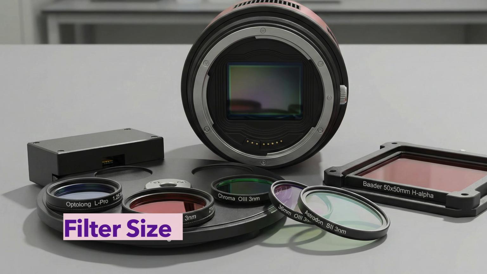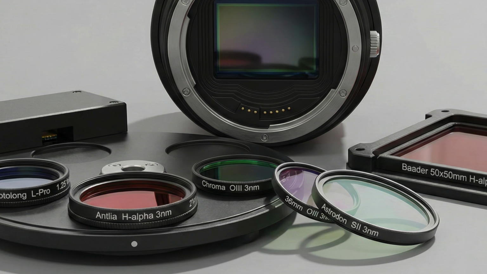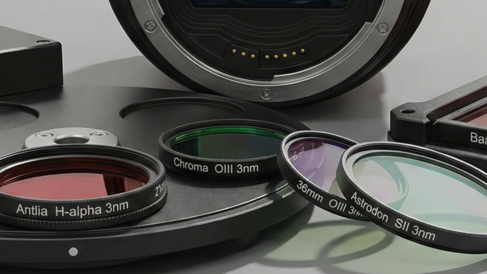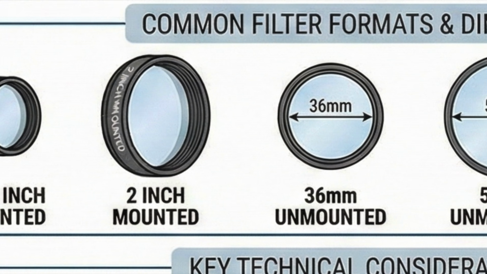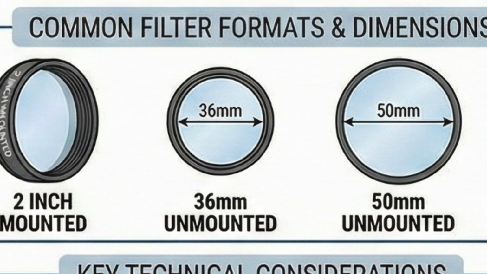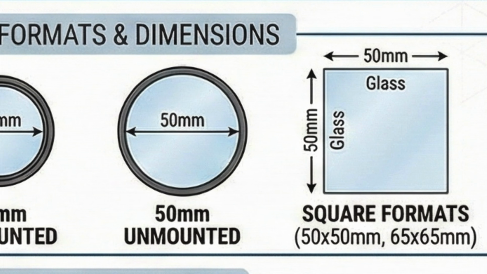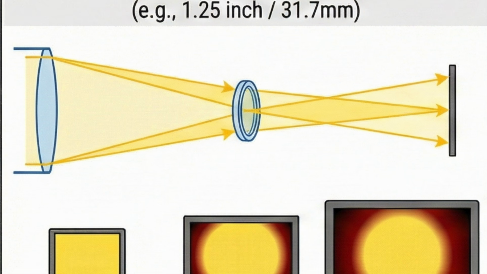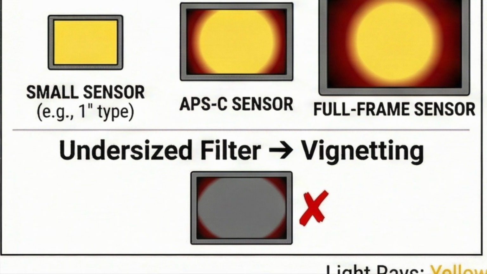Filter size. The physical size of a filter isn't just about fitting your telescope, it's about matching your optical system and camera sensor for optimal performance. Filters come in a variety of standard sizes like 1.25 and 2-inch mounted, or unmounted 36 and 50 mm, and even larger square or rectangular formats. Choosing the wrong size can lead to vignetting, uneven illumination, or physical interference with your optical train.